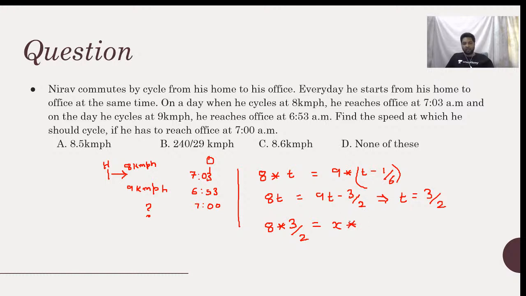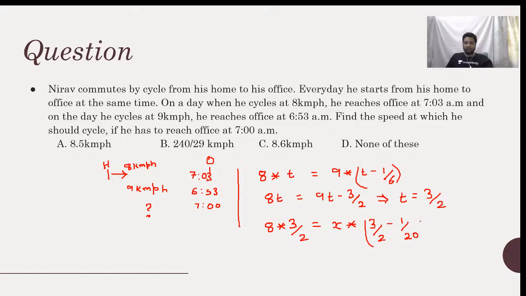time must get reduced by 3 minutes, because this T, 3 by 2 hours, is when he reaches at 7:03 a.m. But if he has to reach at 7 a.m., that means he has to take 3 minutes lesser. So that is T hours minus 3 minutes. That is T minus 1 by 20. What is T? 3 by 2, minus 3 minutes, 3 by 60, 1 by 20. 3 by 2 minus 1 by 20.